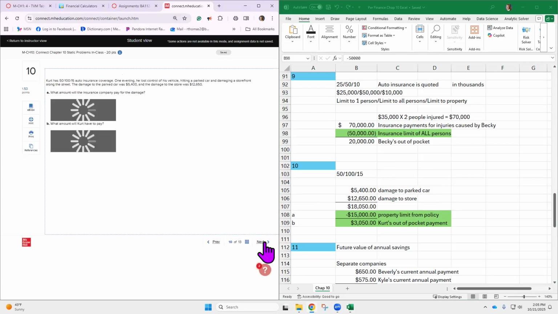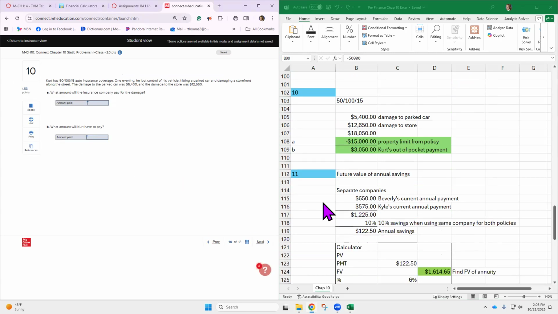Okay, we're ready for number 10. So we're doing automobile insurance again. We've got 50, 100, and 15. That's the kind of auto insurance Kurt has. One evening, he lost control of his vehicle, hitting a parked car and damaging a storefront along the street. The damage to the parked car was $5,400 and the storefront, $12,650.